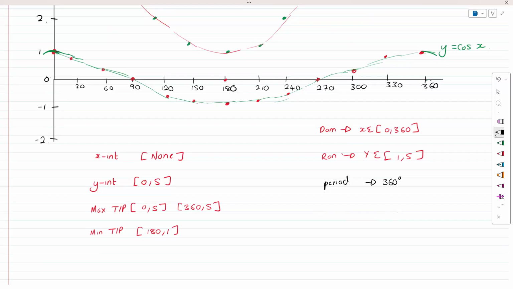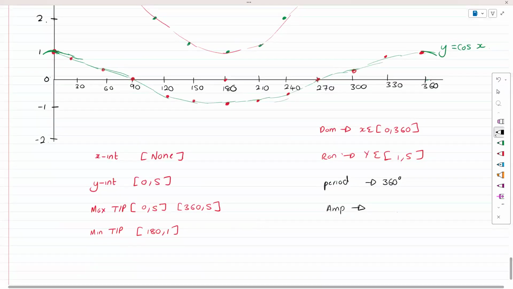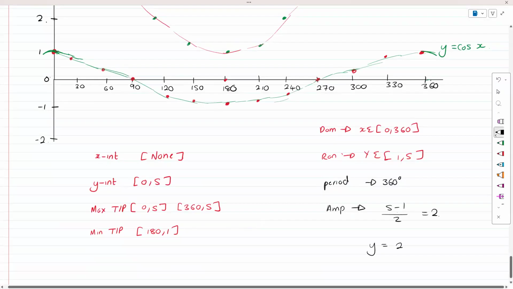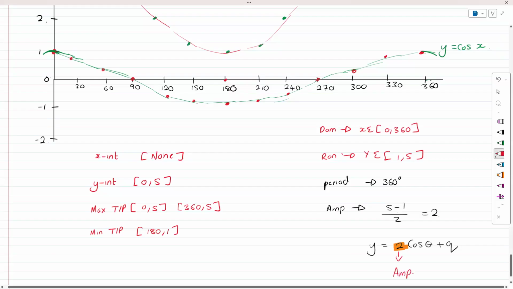The period is fine. The amplitude of this graph would be 5 minus 1 divided by 2, which is equal to 2. But we didn't need that because we can see this is 2 cos theta plus q, and this part is the amplitude. Quite simple to deal with, and we should be fine.